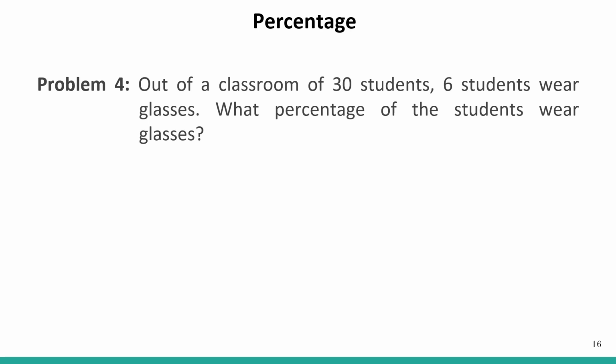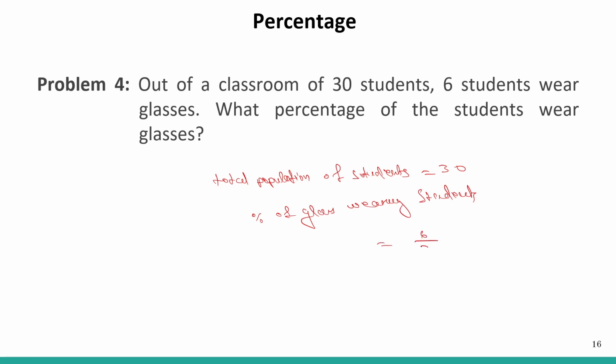Out of a classroom of 30 students, 6 students wear glasses. What percentage of students wear glasses? The total population of students is 30, and 6 students wear glasses. So the percentage of glasses-wearing students is equal to 6 by 30, the number of students wearing glasses over the total population, into 100. This will be 6 by 3 into 10, that is 20. So 20% of students wear glasses. 20% is the final answer.